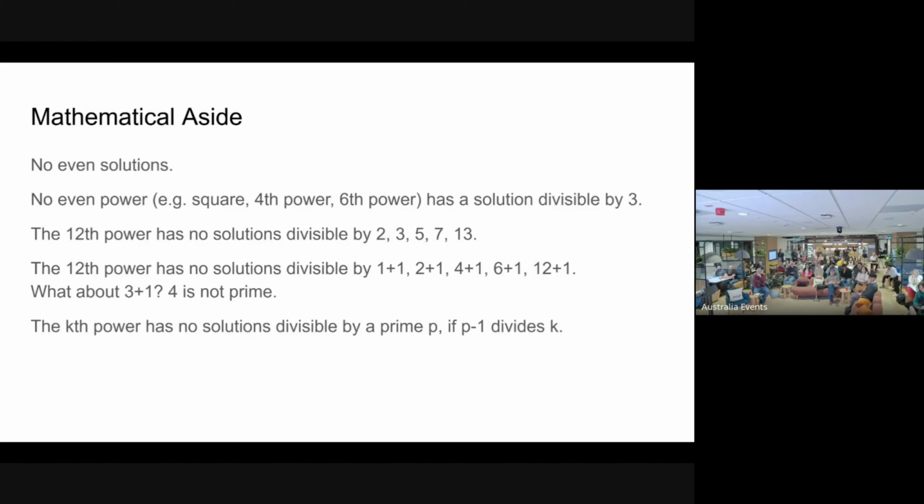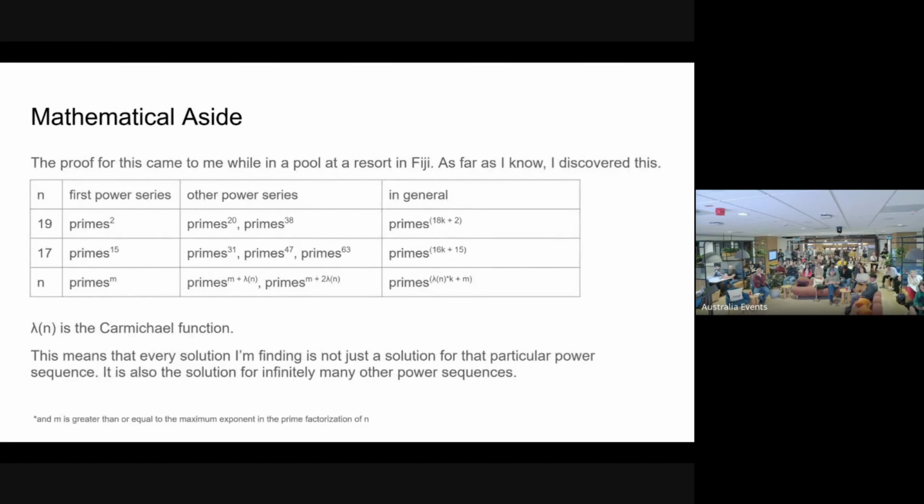So that rule got put on the OEIS by someone else. But then when I was in a pool in a resort in Fiji, I finally worked this out, which I then added to the OEIS, but I don't really know where to publish it: if you find 19 is a solution to the prime squared, it turns out it is also a solution to primes to the 20th power, primes to the 38th power. In fact, in general, primes to the 18k plus 2th power. And there's a general form there using the Carmichael function. As far as I know, no one else has found that out.